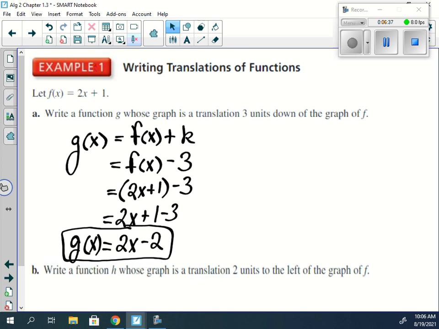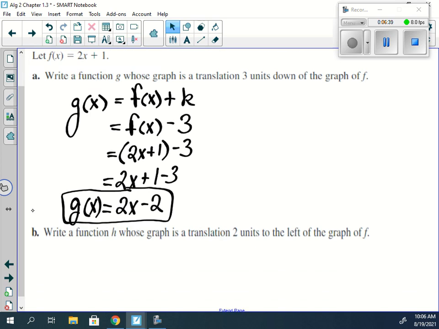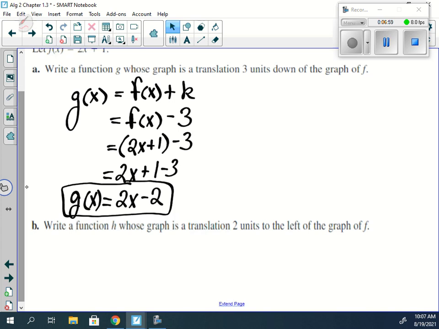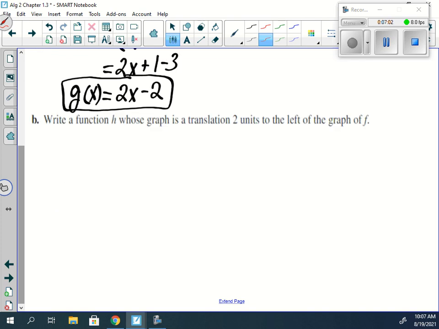Questions on this before we look at the next part? We good with the first part? Well, obviously the next part is going to be write a function h whose graph is a translation 2 units to the left of the graph of f. So our left and right, I'm going to scroll down a little bit so it's not so low on the screen. So we're saying h of x.